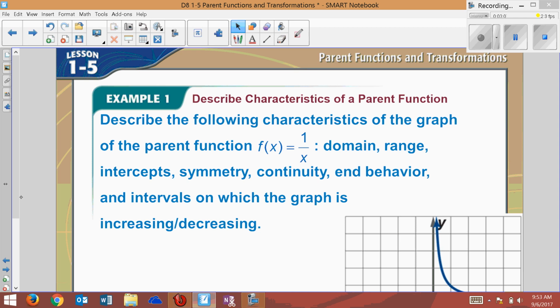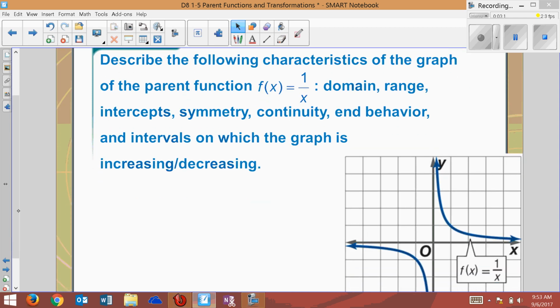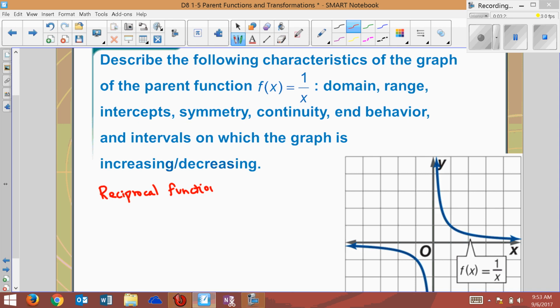All right, so let's use this. It says here, describe the following characteristics of the graph of the parent function, f of x equals 1 over x. Now remember, this is a reciprocal function, so that's its name. It says first, find the domain.